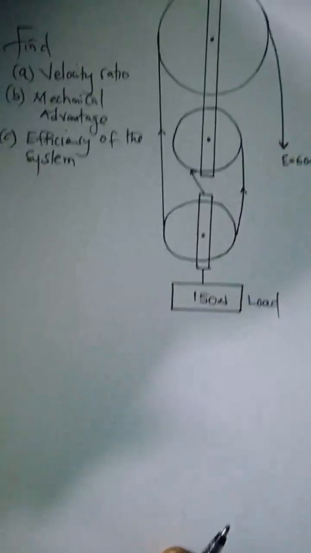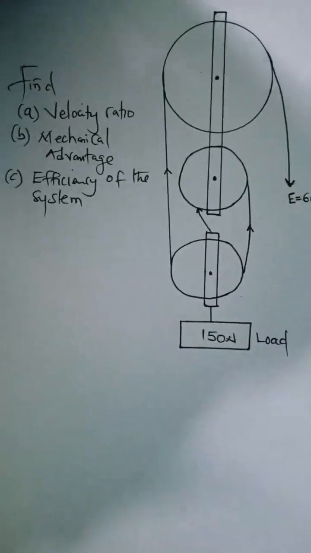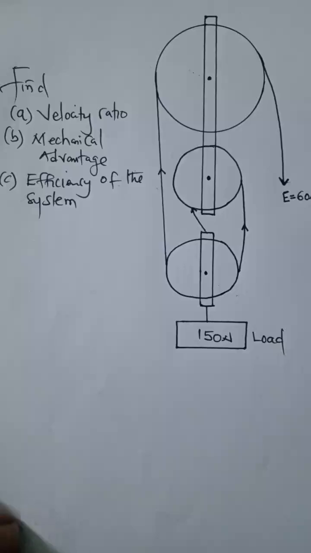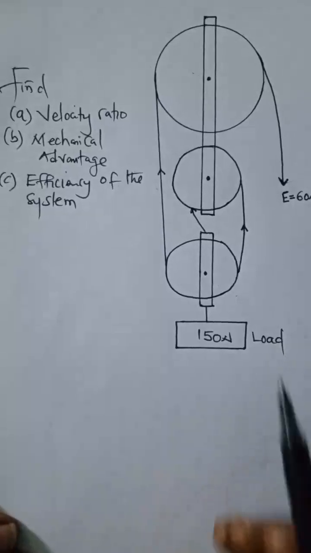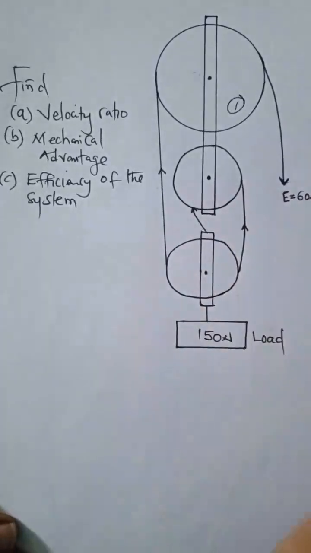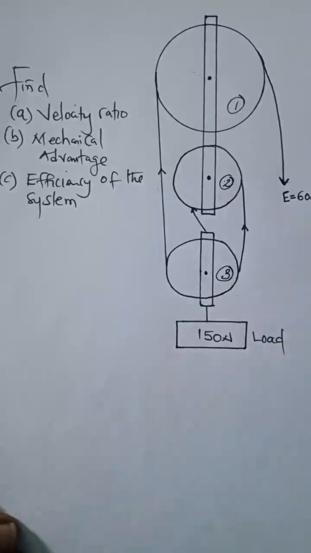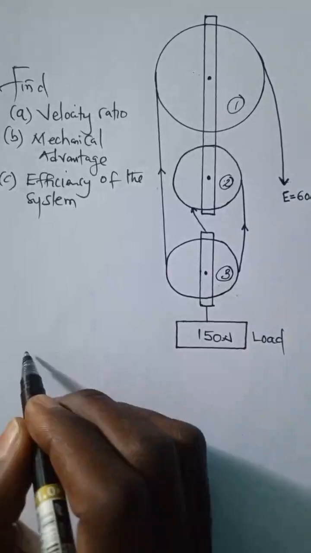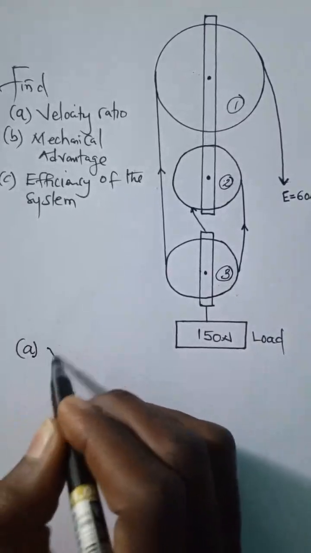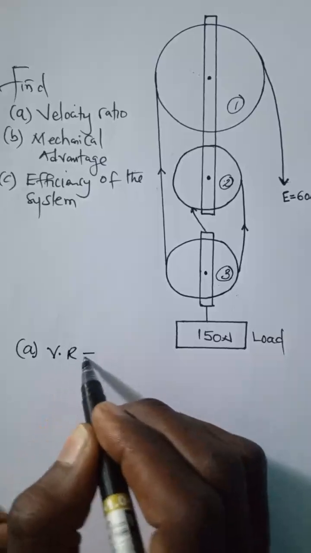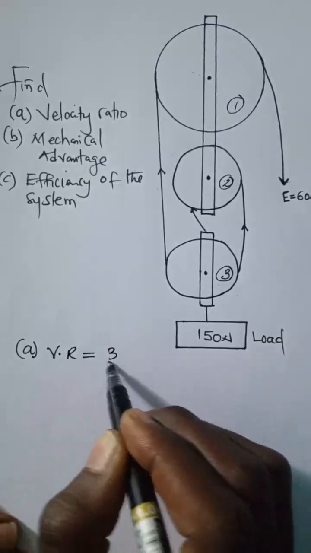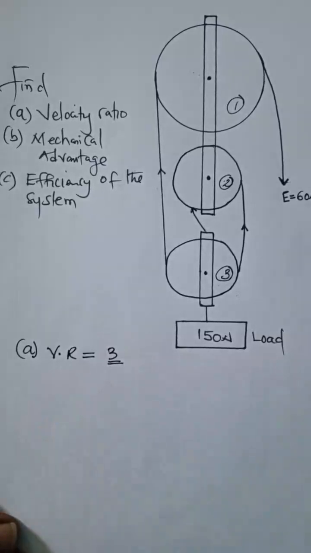to find the velocity ratio, count how many pulleys you have. We have this larger one and the smaller one and another smaller one. That will give you the velocity ratio. So part A, velocity ratio is just equal to what? 3. You don't have to put units. Velocity ratio, remember, it's a ratio, so it does not have units. All right, so we are done with the velocity ratio.